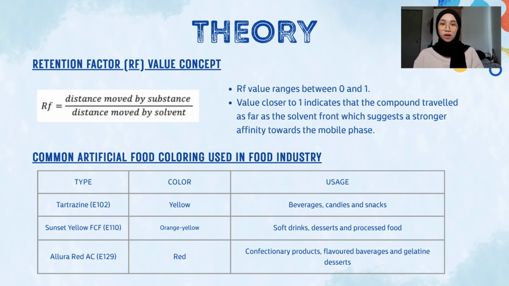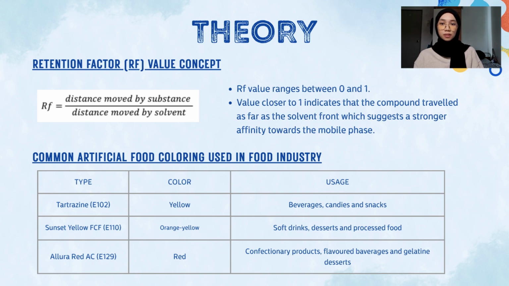The RF value of unknown samples can be compared with those of known food dye standards. If the values are similar, the unknown dye can be identified. However, factors such as solvent composition, temperature, humidity, and stationary phase characteristics may influence RF value. For this reason, standard dyes should always be analyzed alongside the unknown sample to ensure accurate identification.